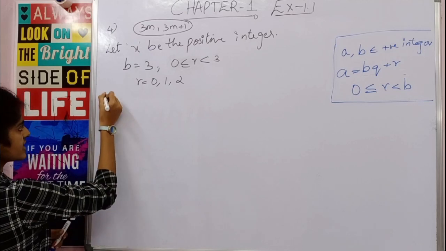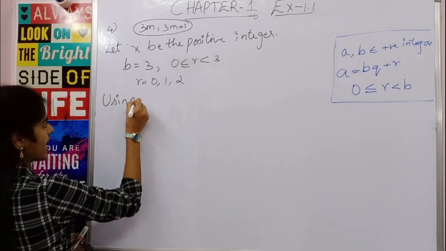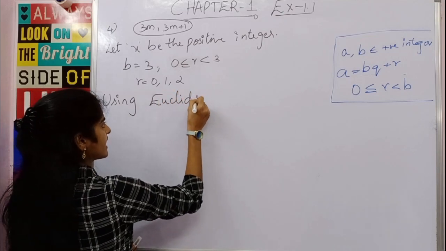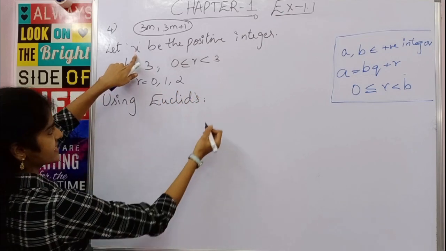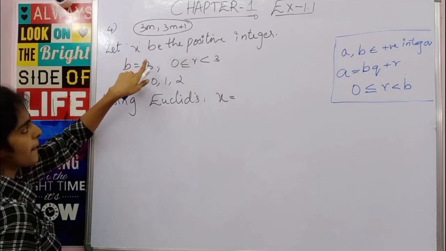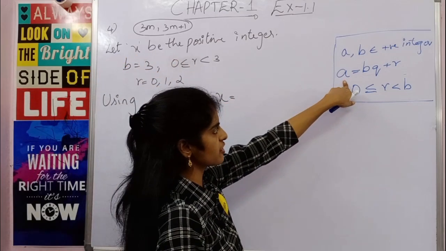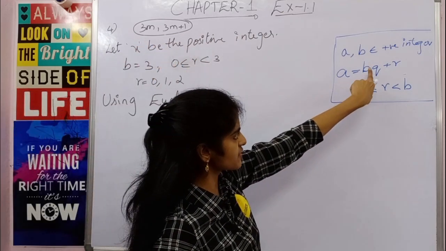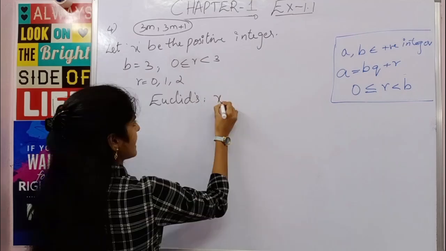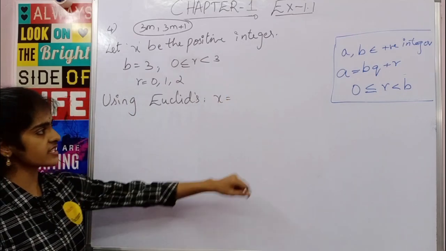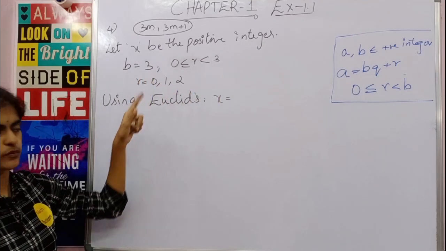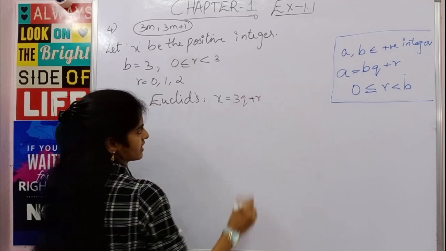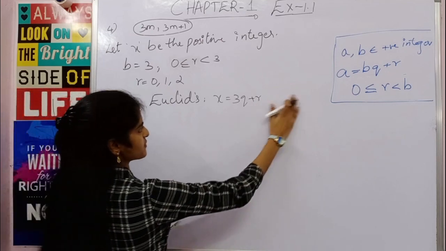Clear? Now using Euclid's division lemma, how can you write this x? So x can be written as x equals bq plus r. Instead of a, I have taken it as x. Now I'll tell you why. So x is equal to bq plus r. Now what is b here? b is nothing but 3. So x is equal to 3q plus r. Let this be equation 1.